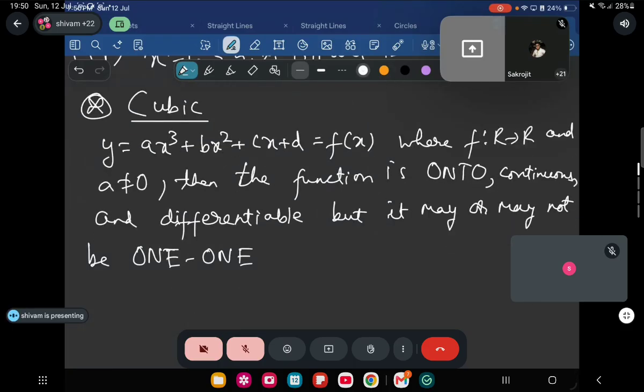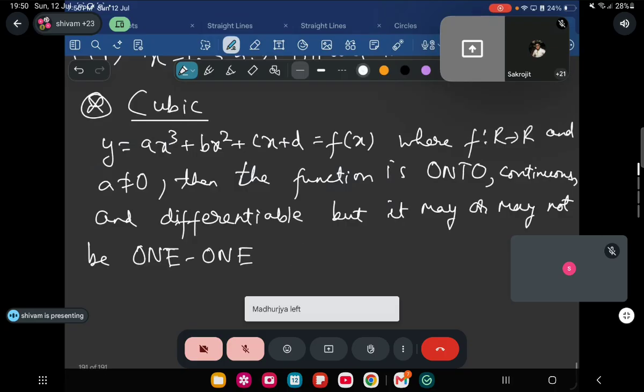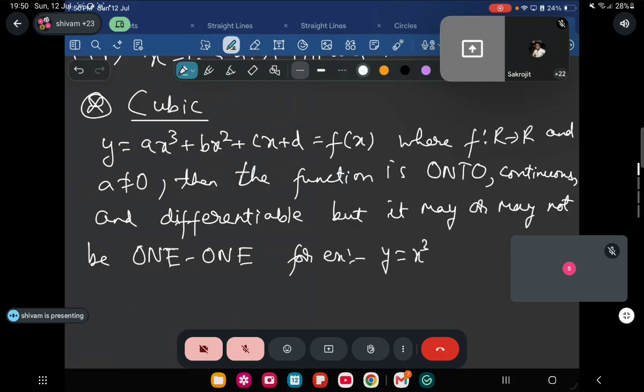Okay, 1, 1, everyone. For example, y is equal to x cube is 1, 1 and is always increasing. Right, tell me everyone. And the function is always increasing.